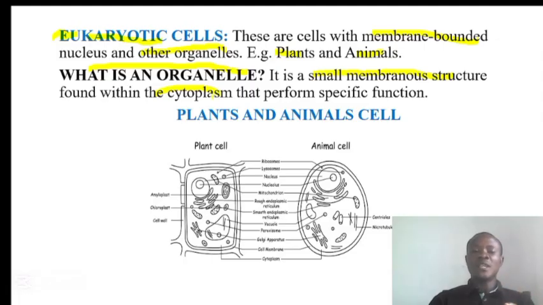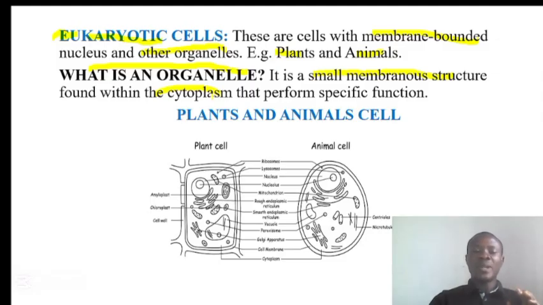This one is very important because in some cases when they ask students to give five organelles and their function, some students will state the cell wall and cell membrane as an organelle. The cell wall and the cell membrane are not organelles because they are not found within the cytoplasm, as we have it in this definition that they are found within the cytoplasm.